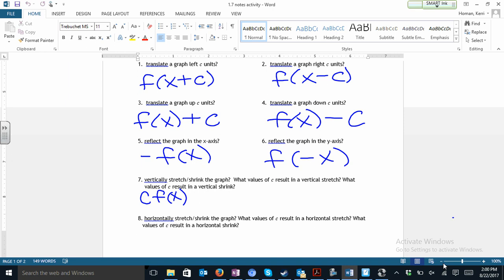Now, everybody picked a number. Well, everyone picked 2. But really, if you want to stretch, that number has to be bigger than what? 1. If C is bigger than 1, then it is a vertical stretch. If C is less than 1, we have a vertical shrink.